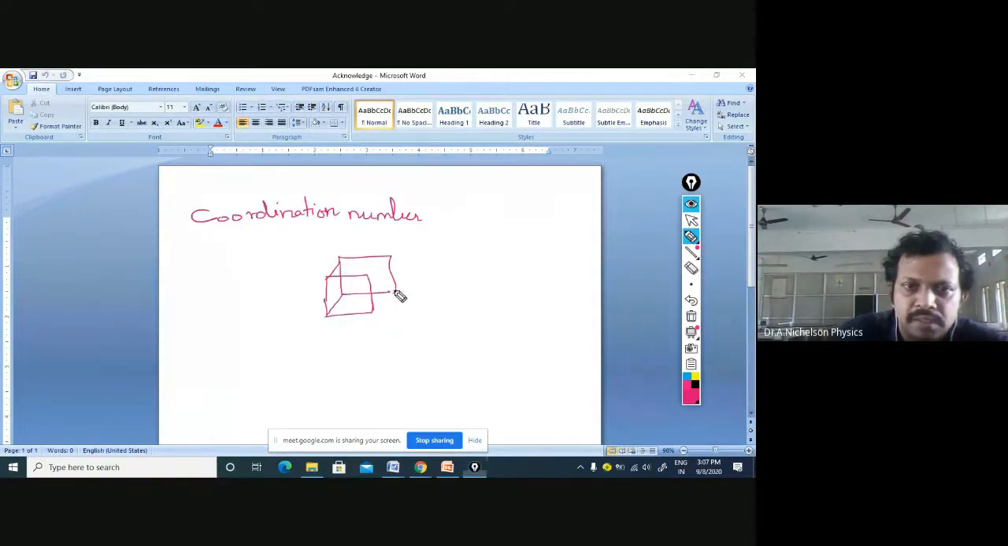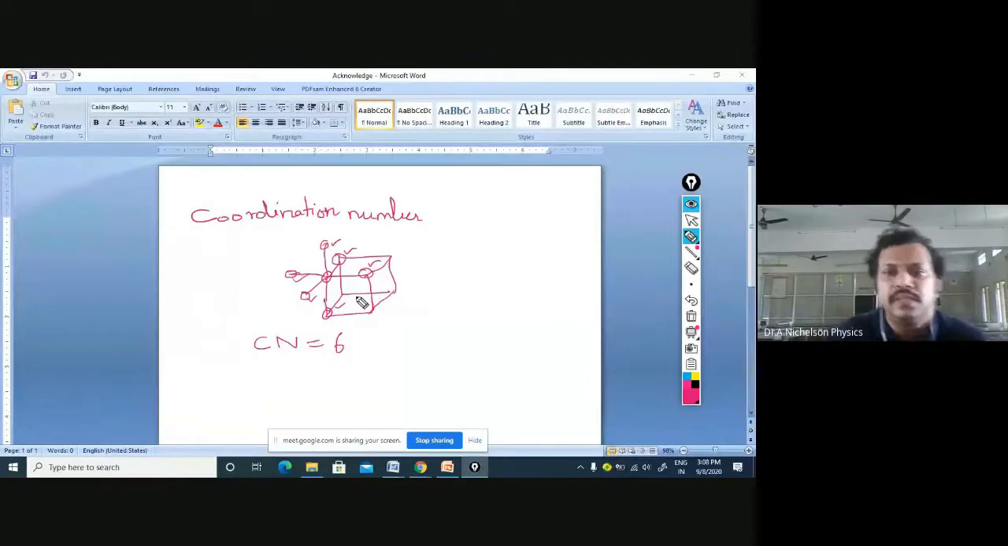Okay, so just consider this atom. How many atoms are present nearby? Here one atom, and on this side another one. Here one, at the top one atom, and at the bottom one atom. Just count: 1, 2, 3, 4, 5, 6. So the coordination number, abbreviated as CN, is equal to 6. The coordination number for a simple cubic structure is equal to 6, right?